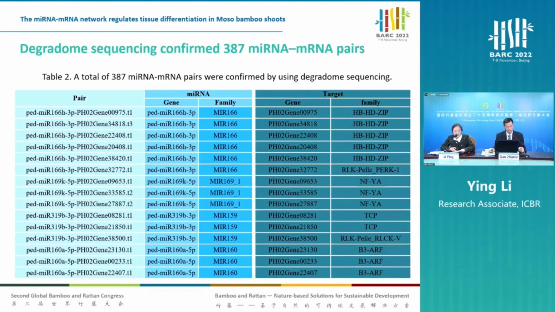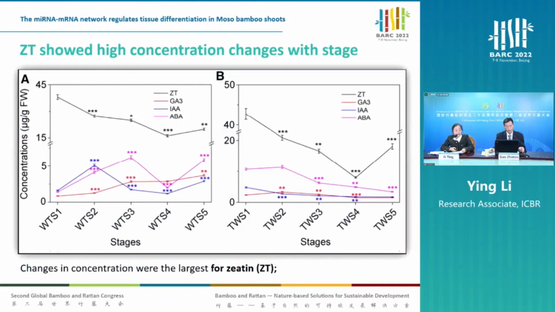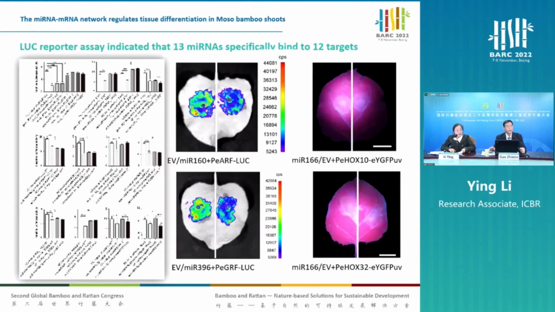More than 1,000 cleavage sites were identified. Generally, microRNAs of the same family cleave the same target. Changes in concentration were the largest for IAA. At the third stage, ZT and ABA concentrations show the opposite trend. LUC reporter assay and transient transformation assay indicated that 13 microRNAs specifically bound to 12 targets.